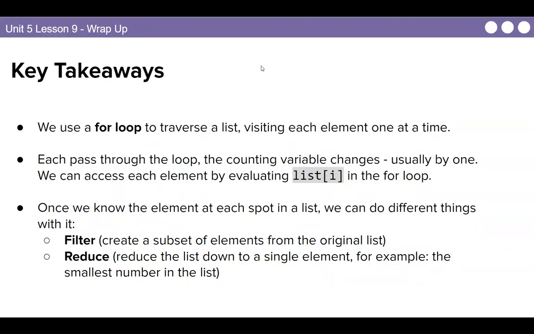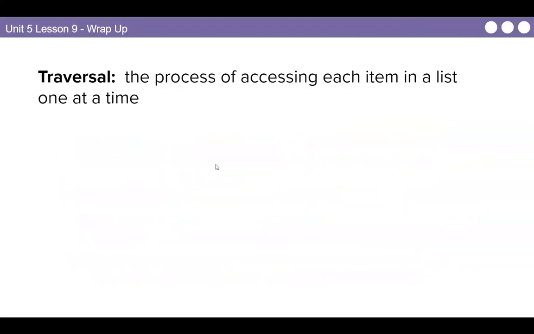So once we know the element at each spot in the list, we can do different things with it, right? We can filter it, i.e. create a subset of elements from the original list. You just did this with the animals. Or we can reduce it, basically make it down to a single element. For example, the smallest number of the list, or for those of you running through it, the largest number in the list. Okay. So traversing, or traversal, is just the process of accessing each item in a list one at a time.